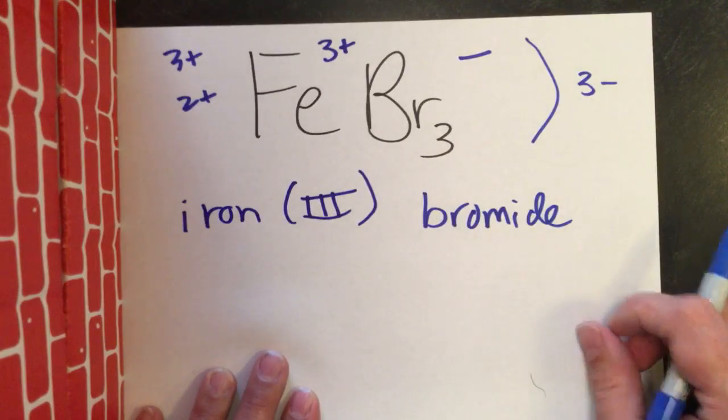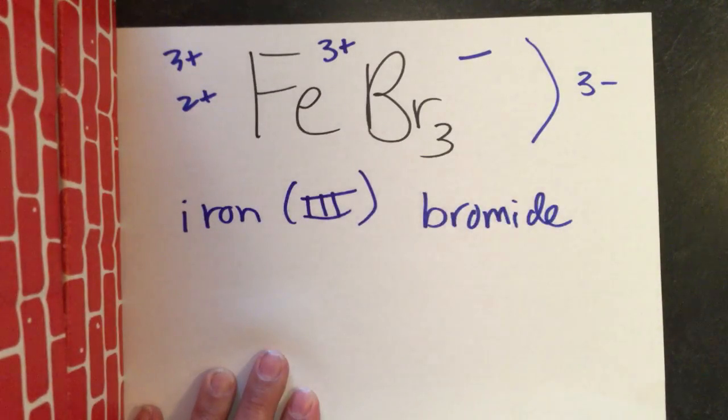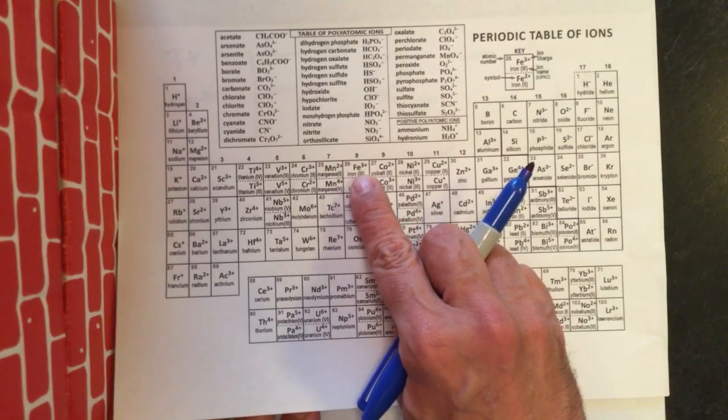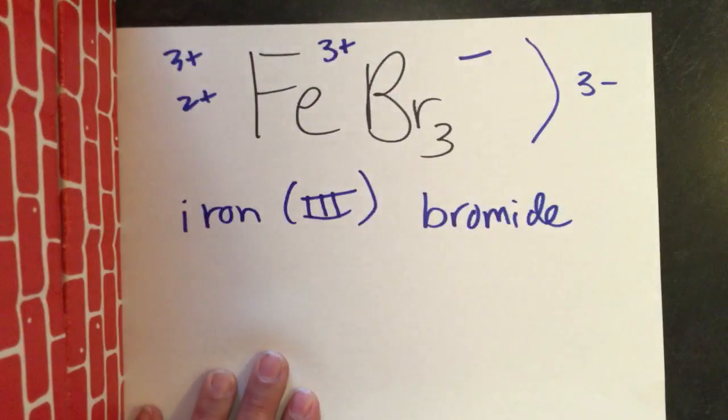And if you're saying, Mr. Flanagan, how come you knew to write iron 3? Well, that's easy. I looked at the periodic table of ions and it told me that iron with a 3+ is called iron 3. It's a little bit tricky, and you need to practice it because you're going to see it again and again and again.